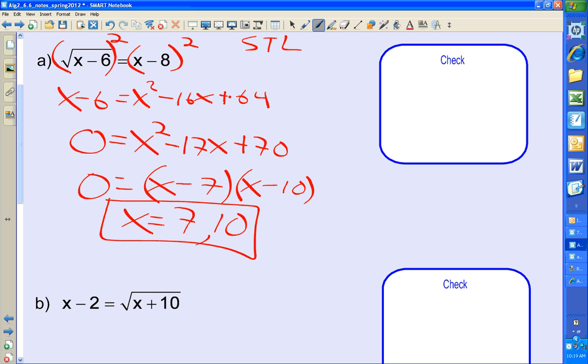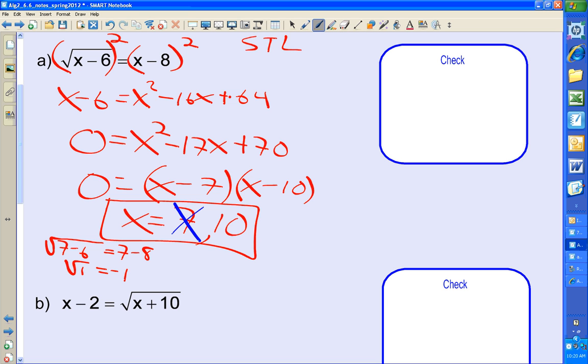It is imperative that you check your answers. And you need to check them in the original problem, which is x minus 6 equals the square root of x minus 6. So we're going to do the square root of 7 minus 6 is equal to 7 minus 8. The square root of 1 is equal to negative 1. Is that true or false? That is false.